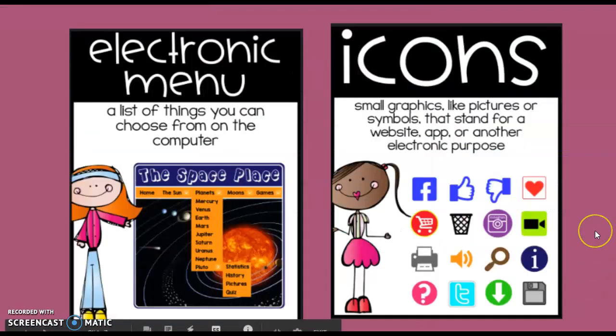And the last thing, since we're using computers so much for everything that we do, we have electronic menus. So those are those things at the top, and we have these little drop downs so we can navigate and get to exact information that we want to look up. And then icons. We have small graphics, pictures, or symbols that stand for a website, an app, or another purpose.